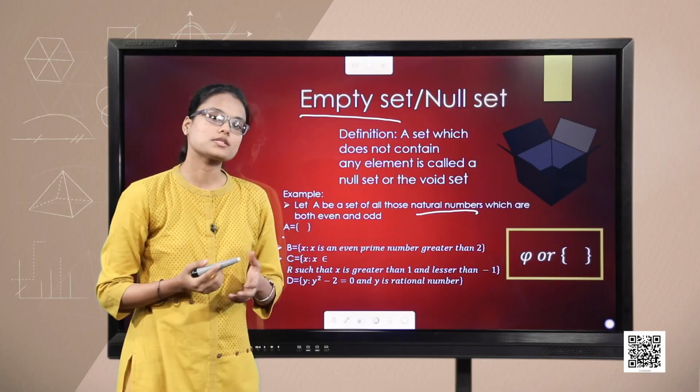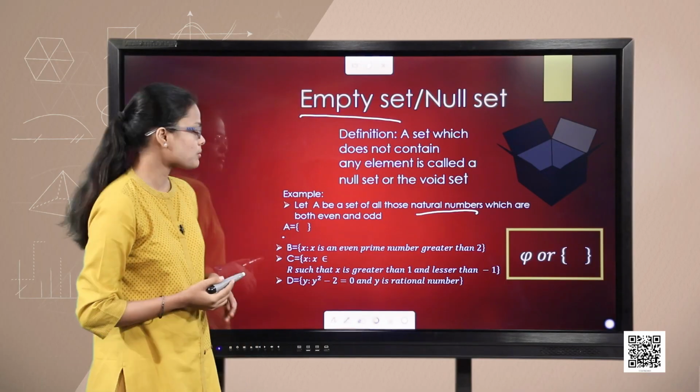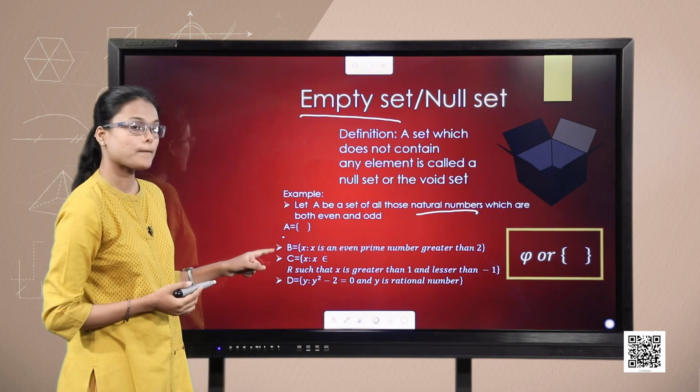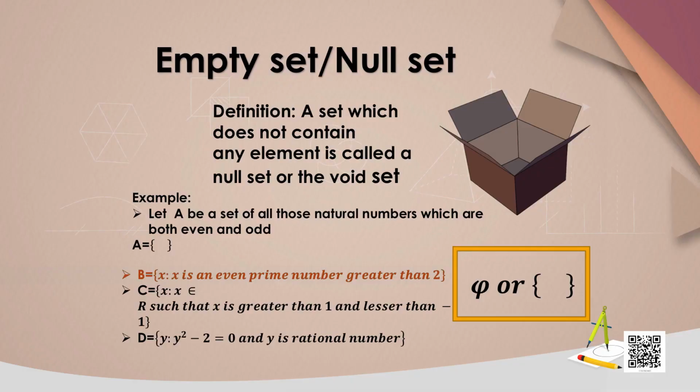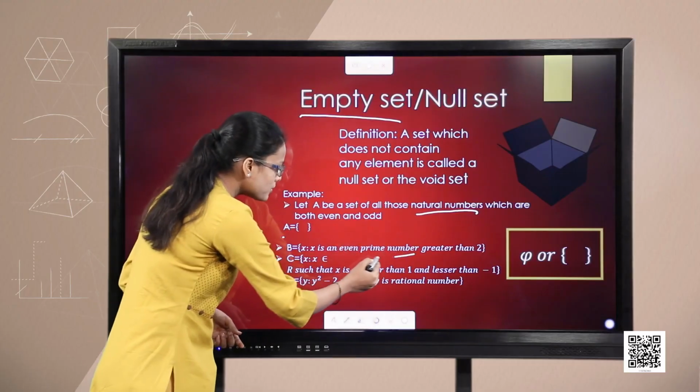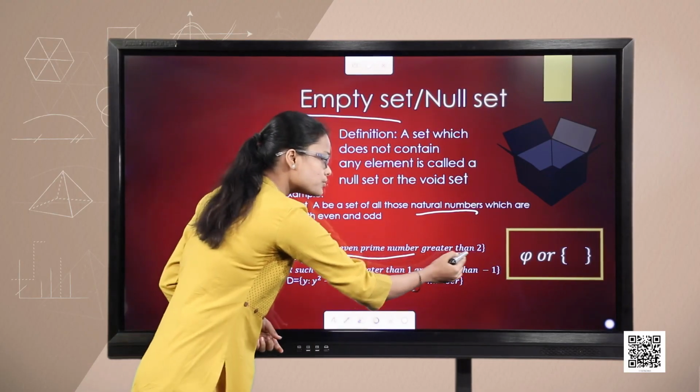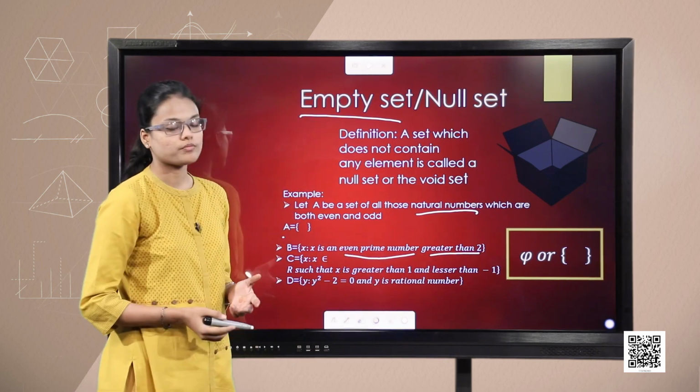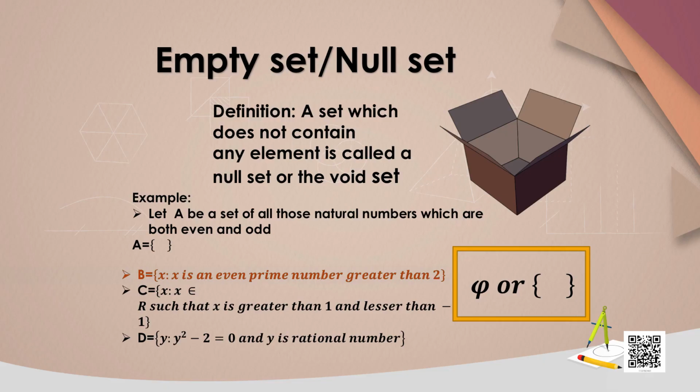Let us take more examples on it. Some examples are, as you can see, the set B. B is a set consisting of all those numbers which are even prime numbers but greater than 2. We know that there is no even prime number which is greater than 2. They are all odd. Hence, the set B is an empty set.